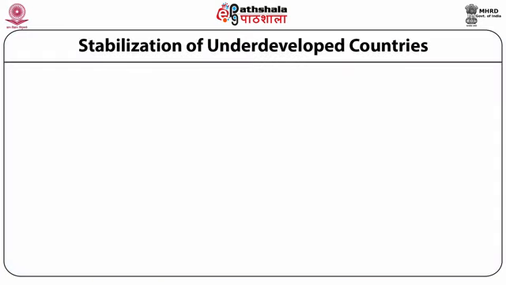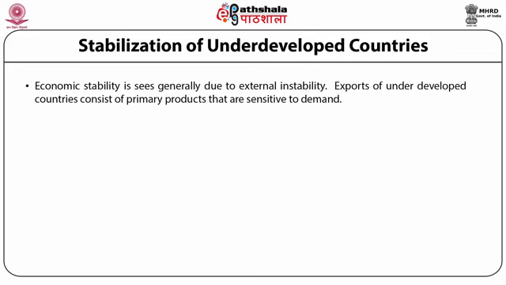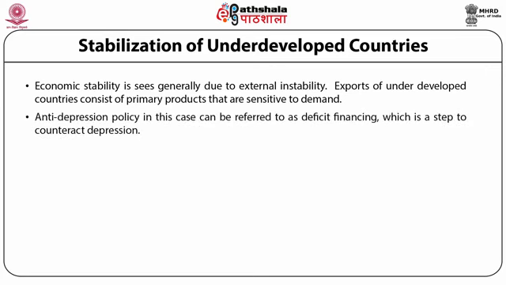Stabilization of underdeveloped countries: economic instability is seen generally due to external instability. Exports of underdeveloped countries consist of primary products that are sensitive to demand. Anti-depression policy in this case can be referred to as deficit financing, which is a step to counteract depression. A fall in demand originates abroad, and hence stimulating internal demand is not seen as a curb to depression.